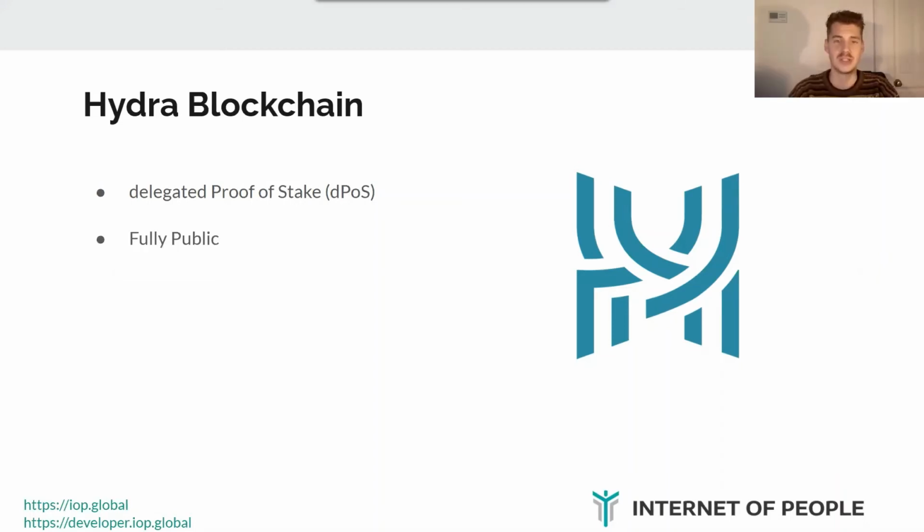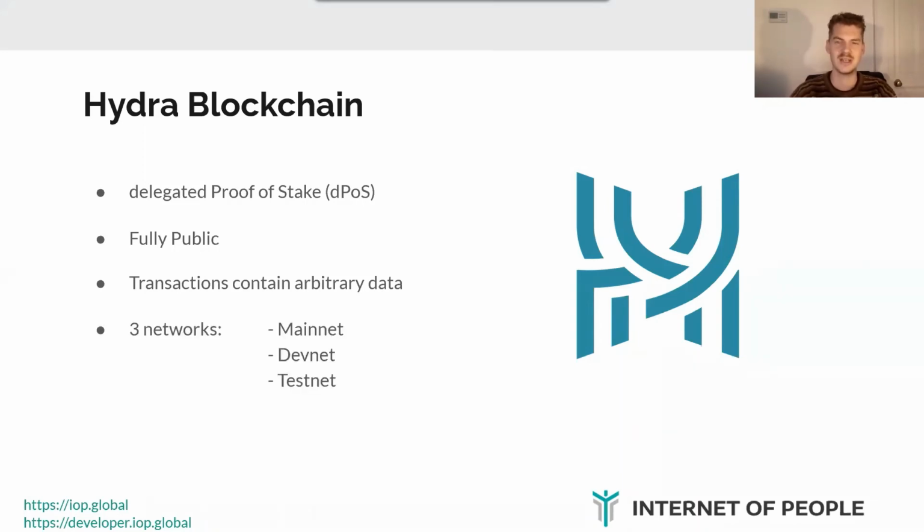Our Hydra blockchain is fully public. This means that anyone with a computer or an internet connection can join the network. Transactions can contain arbitrary data. This means that also identifiers can be included, which we need to build a self-sovereign identity system.